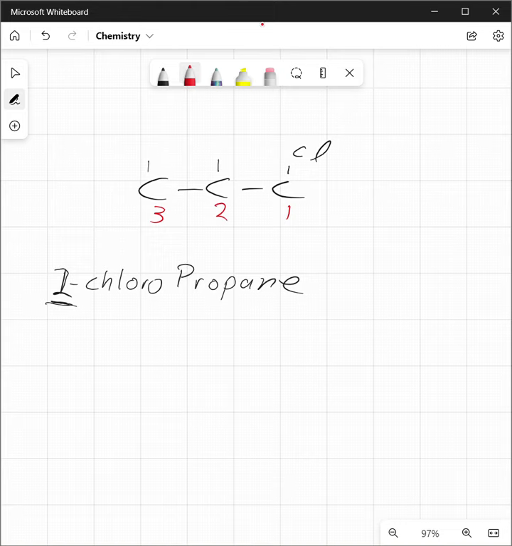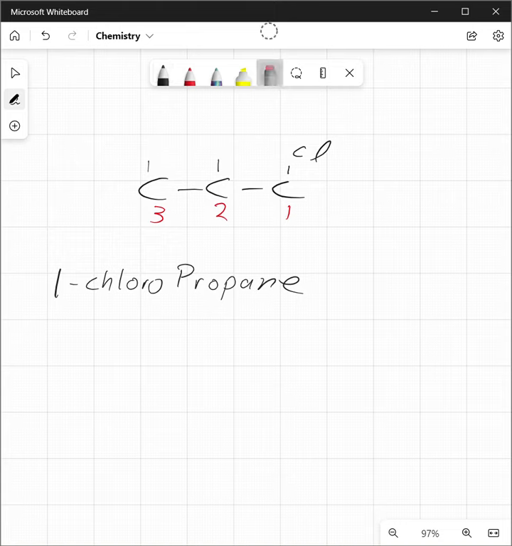So the answer for that is, is that one the number 2 chloropropane or 1 chloropropane? Oh, it is 1. Just like that.